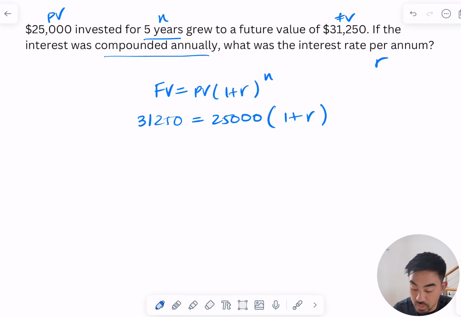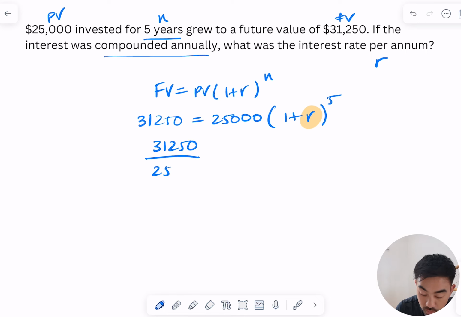And n is to the power of 5. Okay, so I need to somehow get r by itself. And what I'm going to do is slowly unwrap this part to get to the r. My first step is getting rid of the 25,000. So I move it to the other side: 31,250 over 25,000 equals 1 plus r to the power of 5.